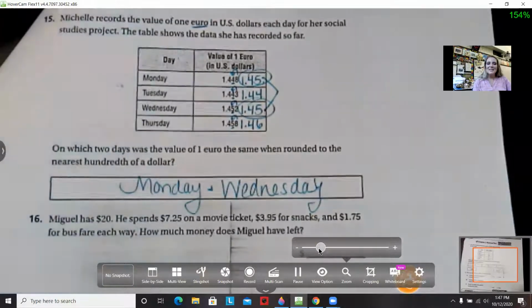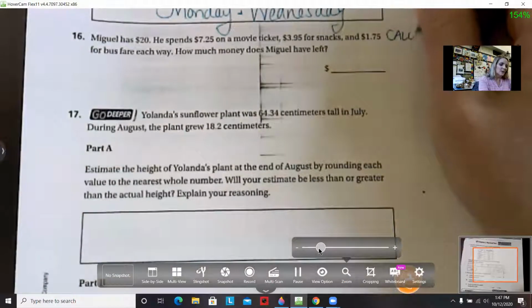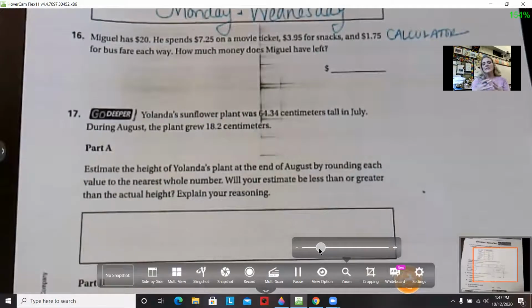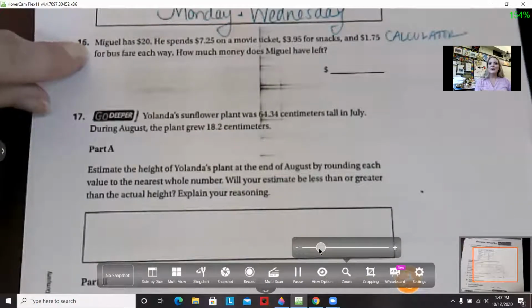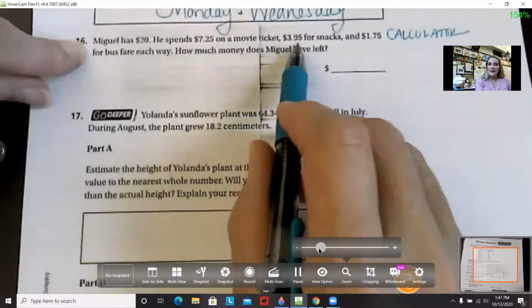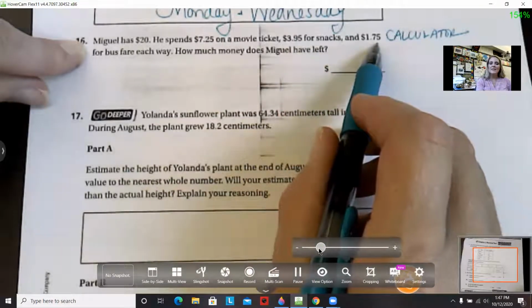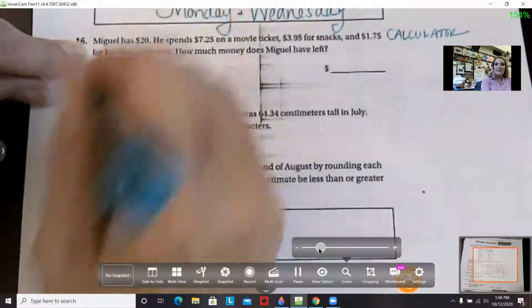Alrighty, number 16. Oh, we're going to use a calculator for this one too, kiddos. Now, whenever you use a calculator on the test on your scrap paper, I still need you to show me what you did to plug them in. So I'll show you that example right here. Miguel has $20. He spends $7.25 on a movie ticket. Wouldn't that be fun to go to the movies again? I haven't been to the movies in months and months, way before COVID. He spent $3.95 for snacks, probably like popcorn and a soda, and $1.75 for bus fare each way. Okay, so he must live in a city and he doesn't have a car.